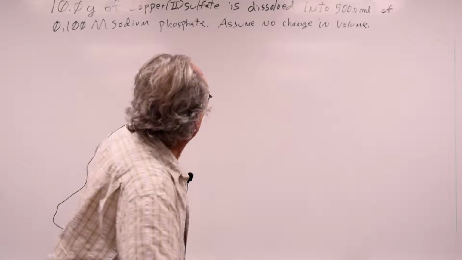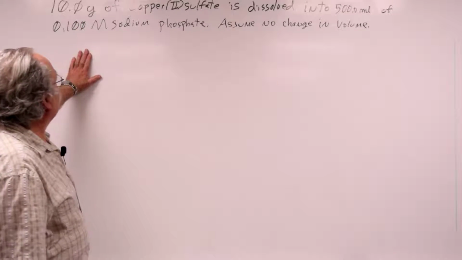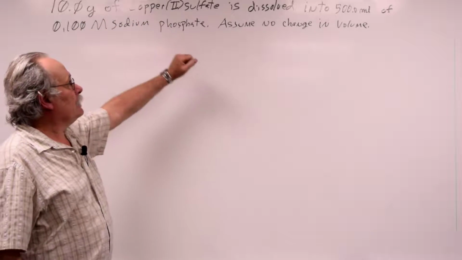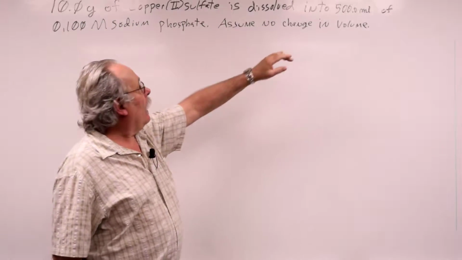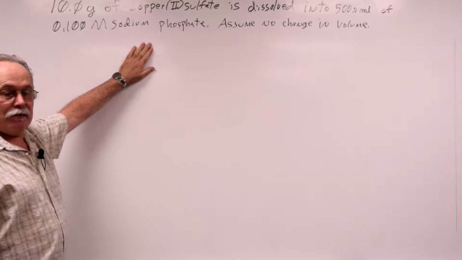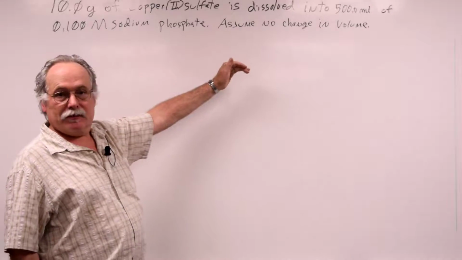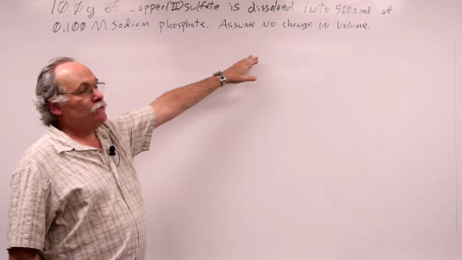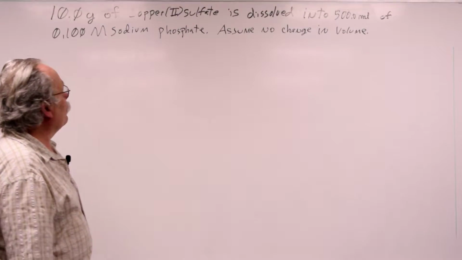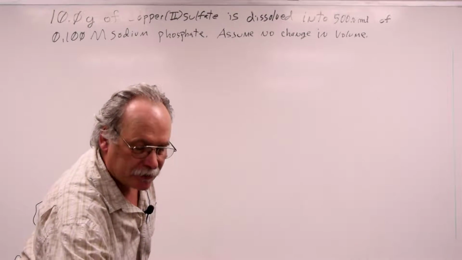Okay, greetings. We're going to look at a problem where we drop 10 grams of copper(II) sulfate into 500 mL of sodium phosphate solution. It dissolves into the solution, and we're going to assume there's no change in volume of the solution. We're going to ask ourselves, does a chemical reaction occur?